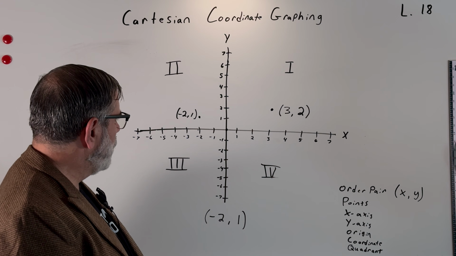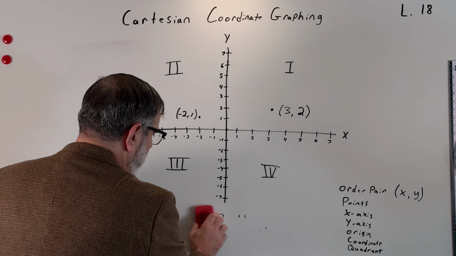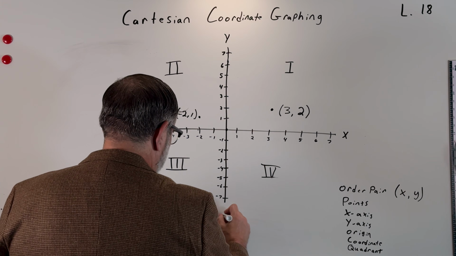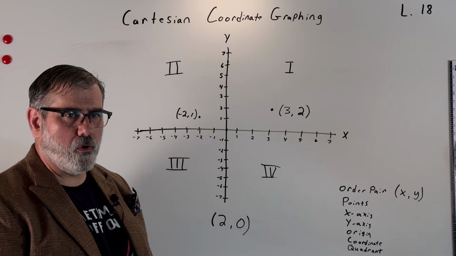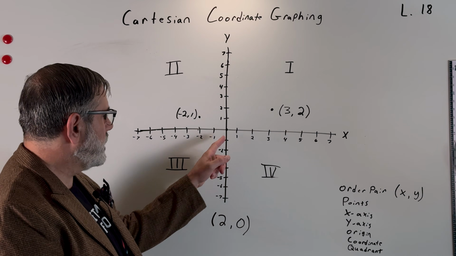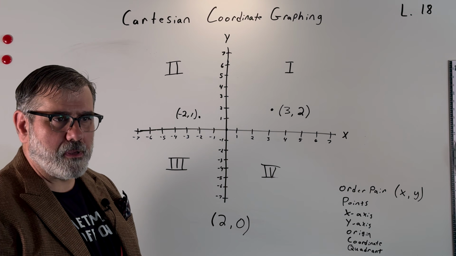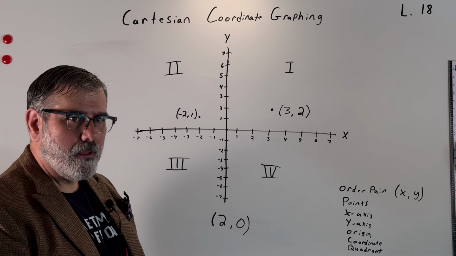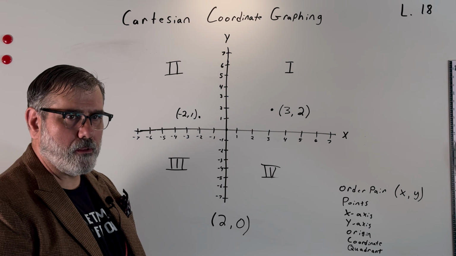Let's look at a few more points. What if instead of (-2, 1), what if I asked for the point, let's say (2, 0)? The x-coordinate being 2 and positive would tell me to go 2 to the right. So I go over 1, 2. The 0 tells me what? Where is y equals 0? Where should I put this point?